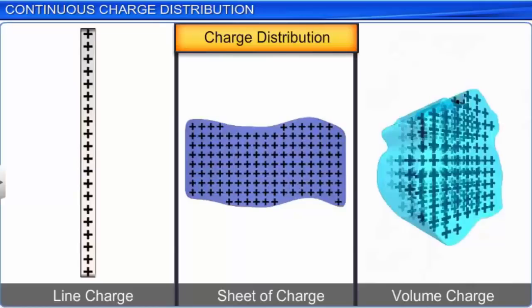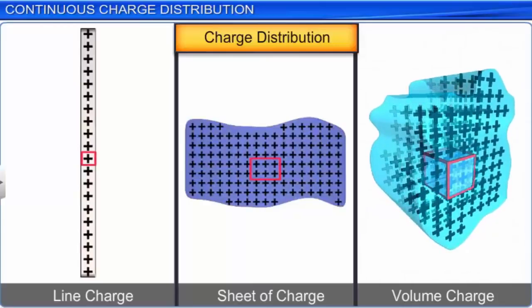In such situations, the entire charge distribution is assumed to be made of infinitesimally small elements, and the electric field strength at any point in the electric field will be equal to the vectorial sum of the electric field strengths due to each such small element.